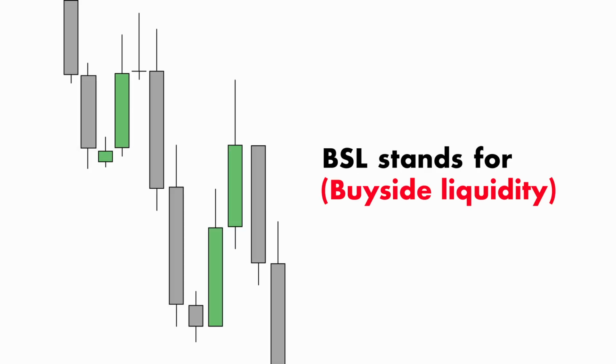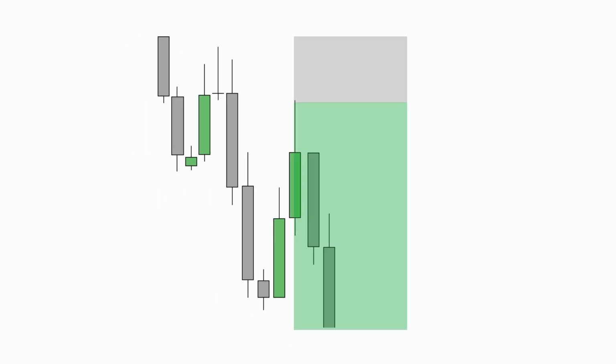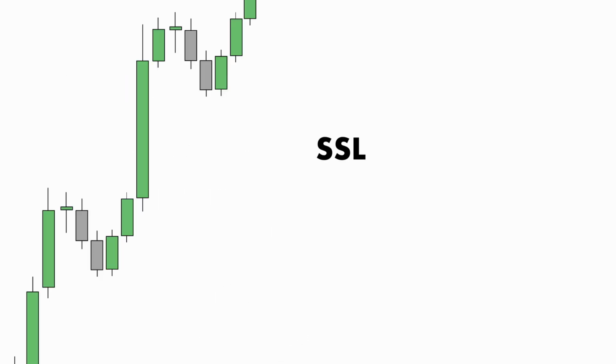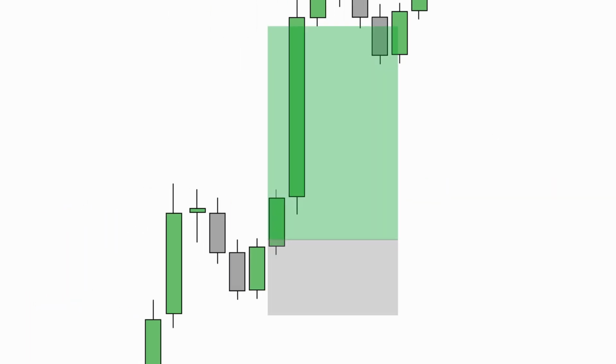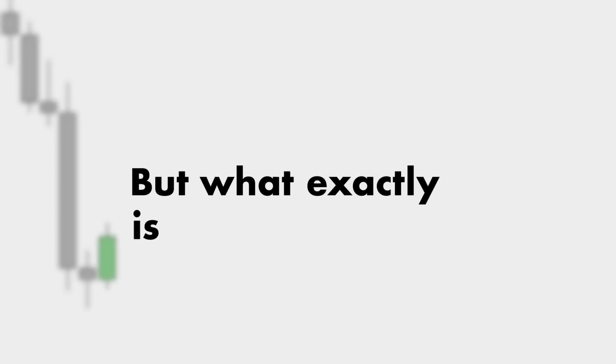BSL stands for buy-side liquidity, which refers to the stop orders of short sellers, and SSL stands for sell-side liquidity, which refers to the stop orders of buyers. Next comes dealing range liquidity. But what exactly is a dealing range?